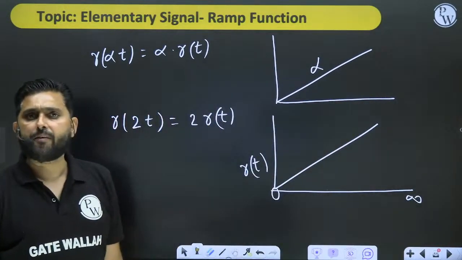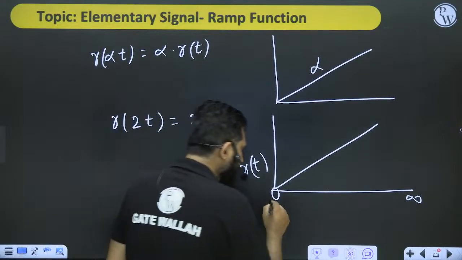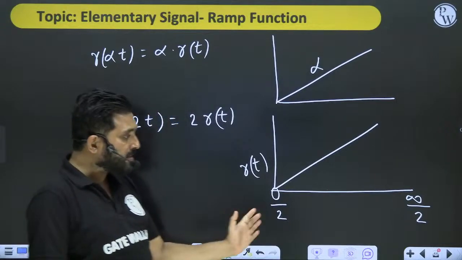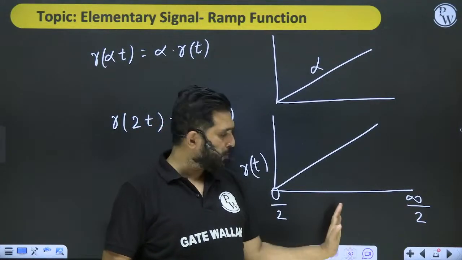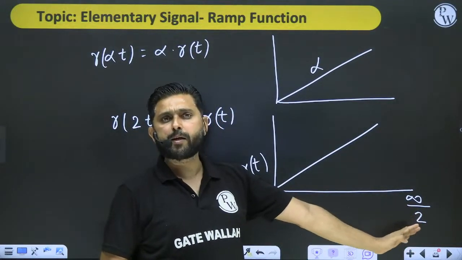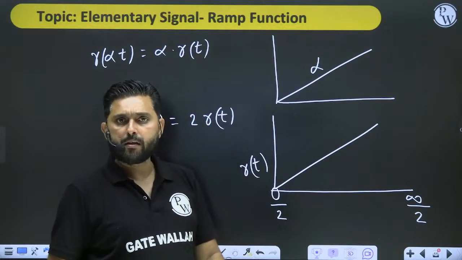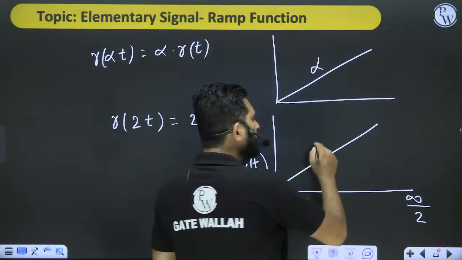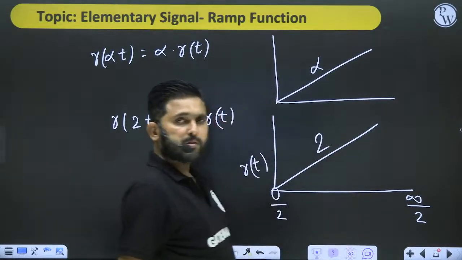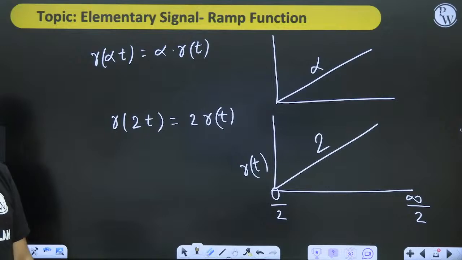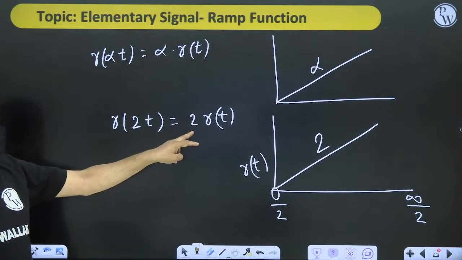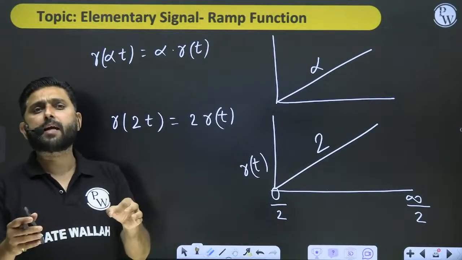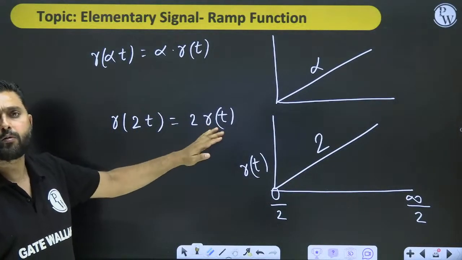How to scale a function? Simply divide by 2, and it will not change the points, because 0 divided by 2 is 0, infinity divided by 2 is infinity. So straight away these points will not change. But what is changed is the slope. The slope of this function is not 1, but the slope is nothing but 2. So whatever the scaling factor is will come into the slope of this ramp function.